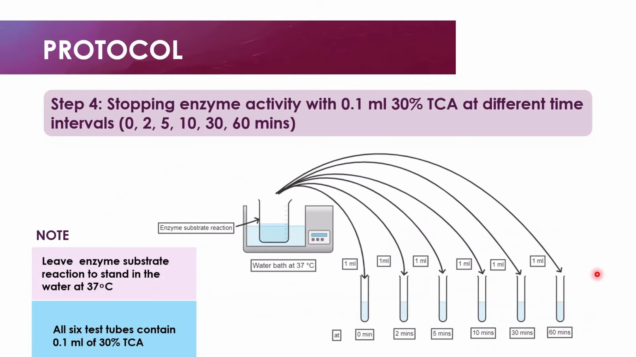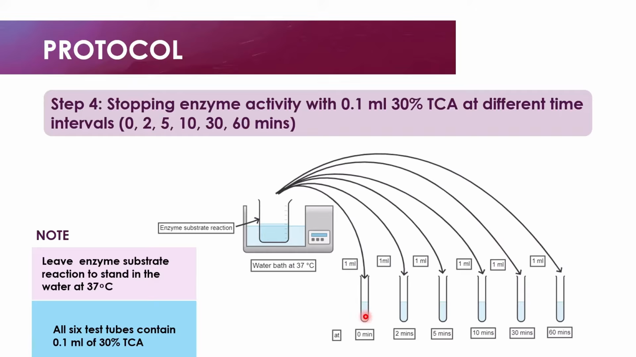So the fourth step is to stop the enzyme activity with 0.1 ml of 30% TCA at different time intervals. These are the time intervals: 0 minutes, 2 minutes, 5 minutes, 10, 30, and 60 minutes. Over here too, there are some keynotes that we have to know. We are supposed to leave the enzyme substrate reaction to stand in the water bath during these time periods, and all the 6 test tubes contain 0.1 ml of 30% TCA.